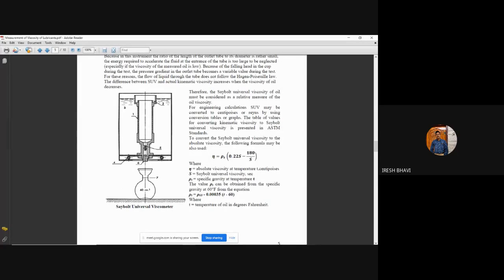Once you open the cork, you have to start the stopwatch right away. The oil will start dropping through this jet into this measuring flask, and once it completely fills up to this point, that is level 7, you have to stop the stopwatch and measure the time required. Whatever time is measured on the stopwatch, you have to note that down.